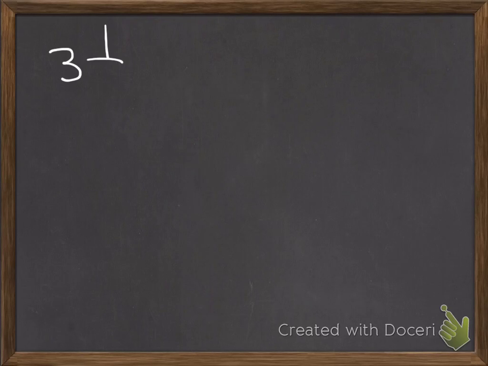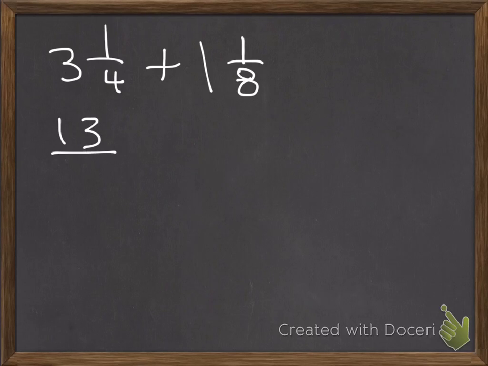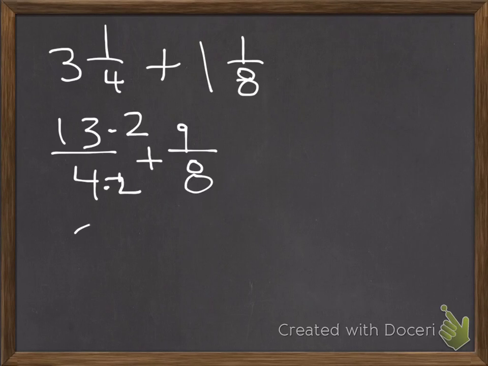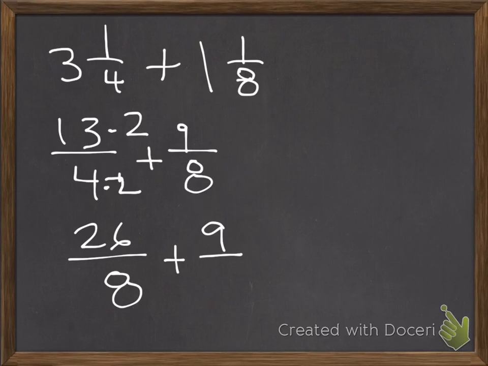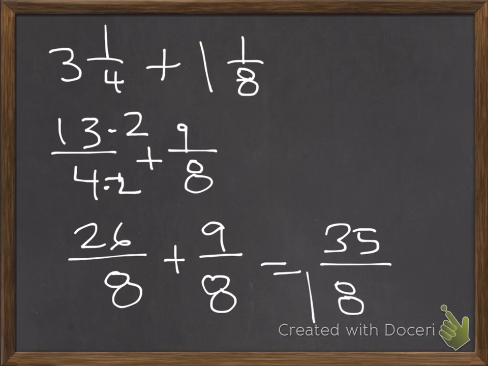The next one we have is 3 1/4 plus 1 1/8. Change them both to improper first. And then get a common denominator. So a common denominator could be 2. A common denominator could be 8, so I multiply by 2. And then I need to add the numerators and keep my denominator. So that would be my final answer. And every time I have a final answer, always check to make sure that you can't simplify it anymore.